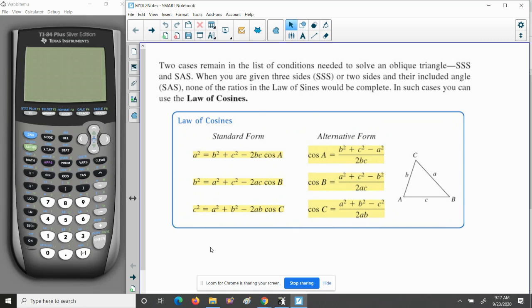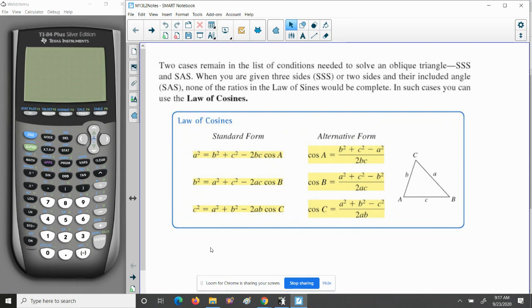Today we're going to talk about law of cosines. The other two cases we mentioned are cases where we use law of sines in the lesson before. Today we're going to take a look at when we use law of cosines.